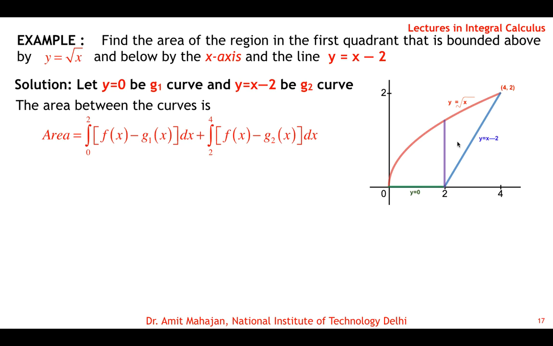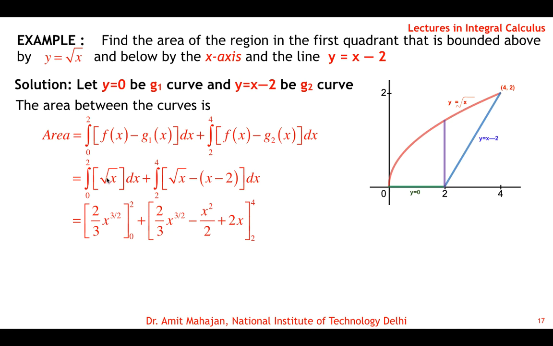Okay, so now we can easily substitute. f(x) is root x and g1(x) is 0, so it's simply root x, integral 0 to 2, and f(x) is again root x and g2 is x minus 2, the second curve. So we can integrate this, and by substitution of upper limit minus lower limit, we have the value of the area which is 10 by 3. Okay, so you can see that there's one curve above but two different curves at the bottom, so we have to divide the whole area into two areas, that means sum of two integrals.